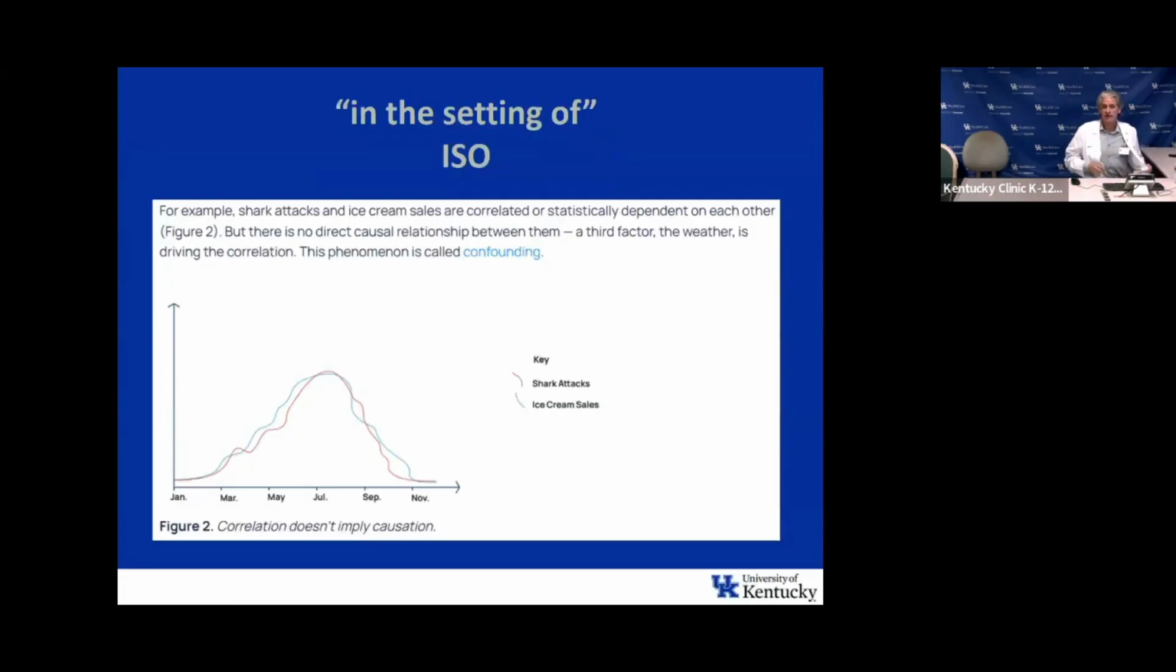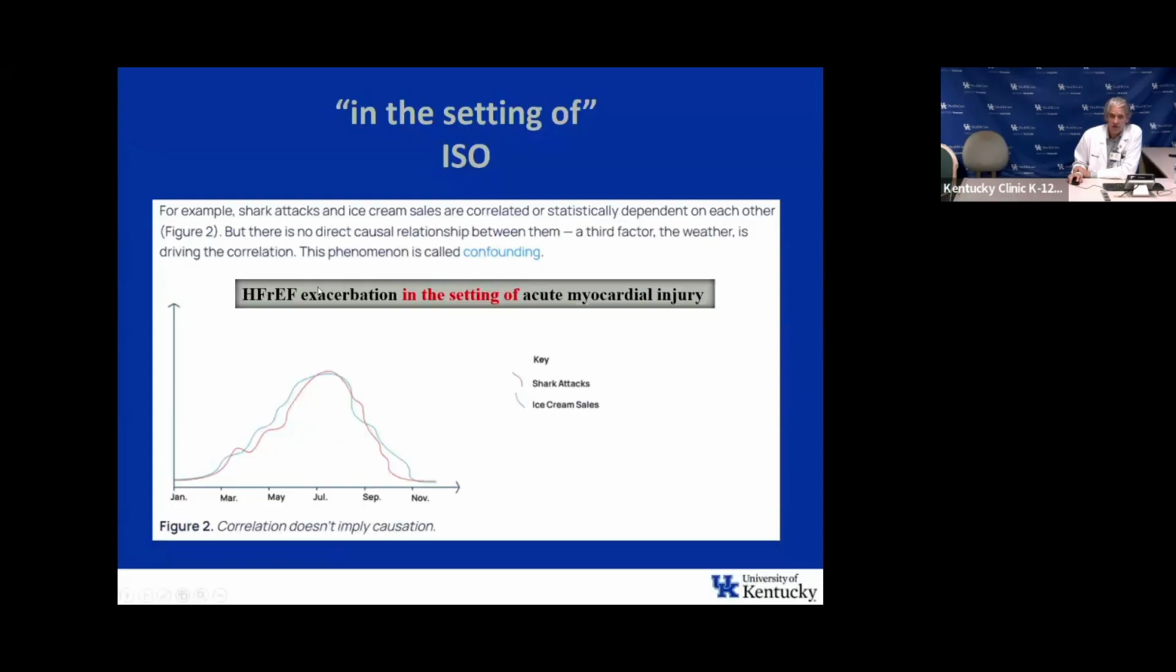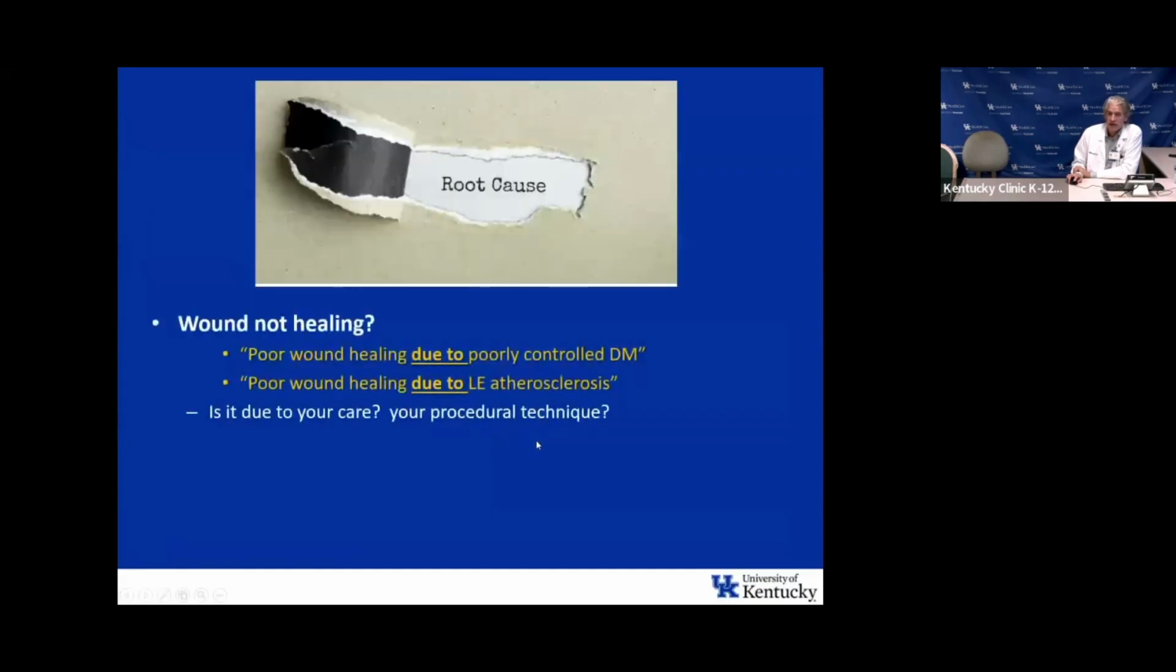Really popular one now, ISO, in the setting of. So in the setting of increased ice cream sales, there's more shark attacks, right? So understand that. In the setting of is only a correlation. There's no causation implied there. If you ever write a sentence like this, there's no cause and effect. There's no relationship between these two. If you can kill this in your interns, I do this all the time. And it's so ingrained, I don't know why, but eliminate it and everything will start looking better.